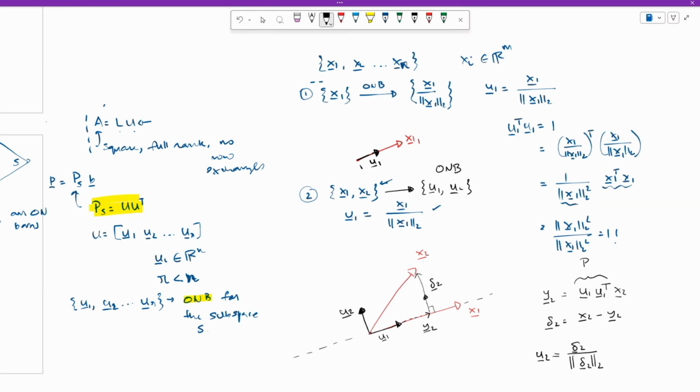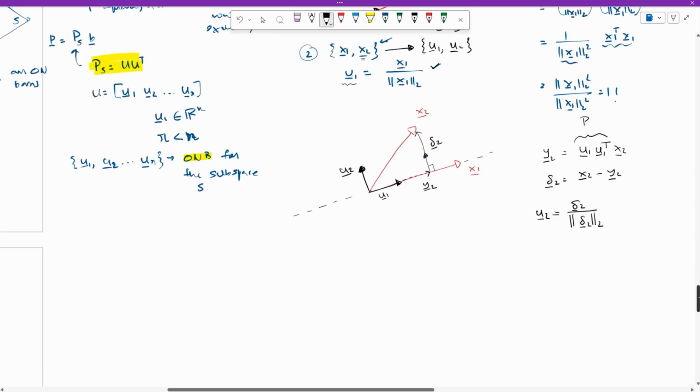And the way we did that was we take the first vector, simply normalize it, and then we take the second vector, project it onto the subspace spanned by the first vector, find the difference, normalize the difference, we get the second basis vector, which is orthonormal, which together with the first basis vector forms an orthonormal basis. That's essentially the procedure. This is for 2. Now the question is, what do you do for 3?